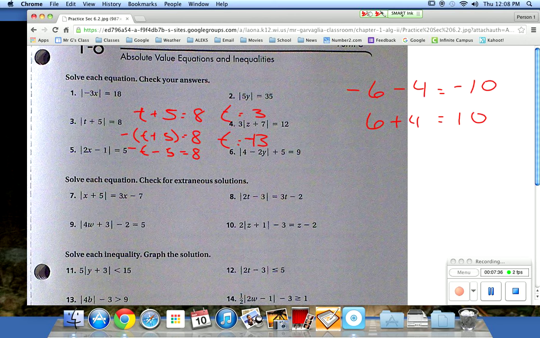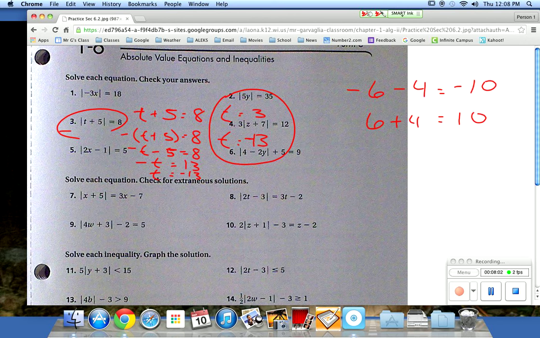No, I did this one right here. Yeah, I'm on that one right there. So if I set this up like this, I've got a negative 5 here, right? I bring it over, it's going to be positive. So negative t equals 13. And I bring my sign over, t equals a negative 13. So my answer for number 3 here is actually t equals 3 and t equals negative 13.